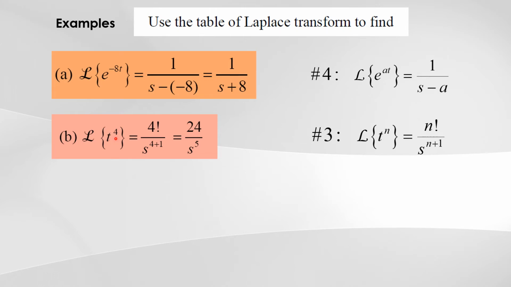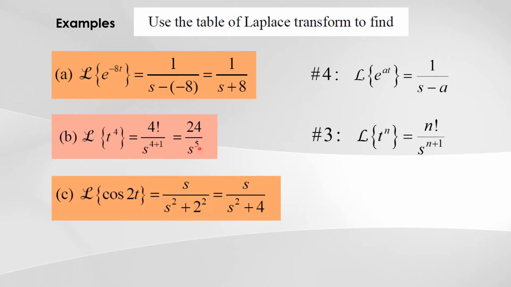So substitute n by 4 in the formula of number 3, so the result will be 4 factorial divided by s to the power of 4 plus 1. But 4 factorial is the same as 4 times 3 times 2 times 1, which is equals to 24. So the answer will be 24 divided by s to the power of 5.